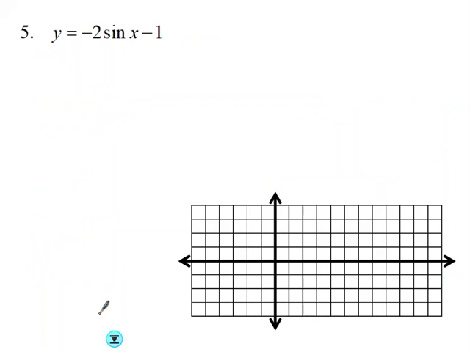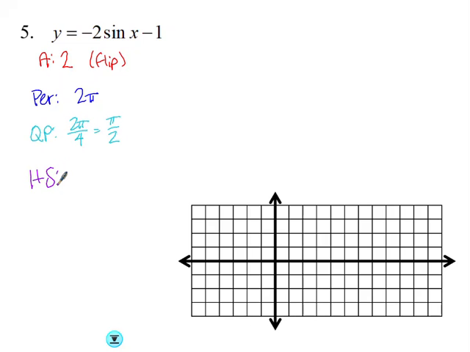Next, we have y equals negative 2 sine x minus 1. So here, our amplitude is 2, because remember, the amplitude is the absolute value of a, but since it's negative, we need to remember to flip our graph upside down. The period is still 2 pi because b is 1. So the quarter period is still 2 pi over 4, or pi over 2.